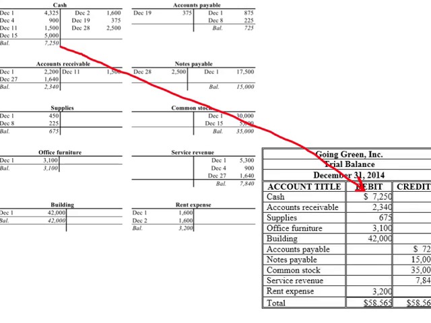We would do the same thing for accounts receivable. We will write the account title, accounts receivable, and then I will take that balance, $2,340, and copy it. It was a debit, so I'll copy it into the debit column. Supplies has a $675 debit balance. Office furniture, $3,100. Buildings was $42,000. We'll carry that over. Okay, so accounts payable carries a credit balance of $725. So again, I'm going to take that balance and copy it into my trial balance.